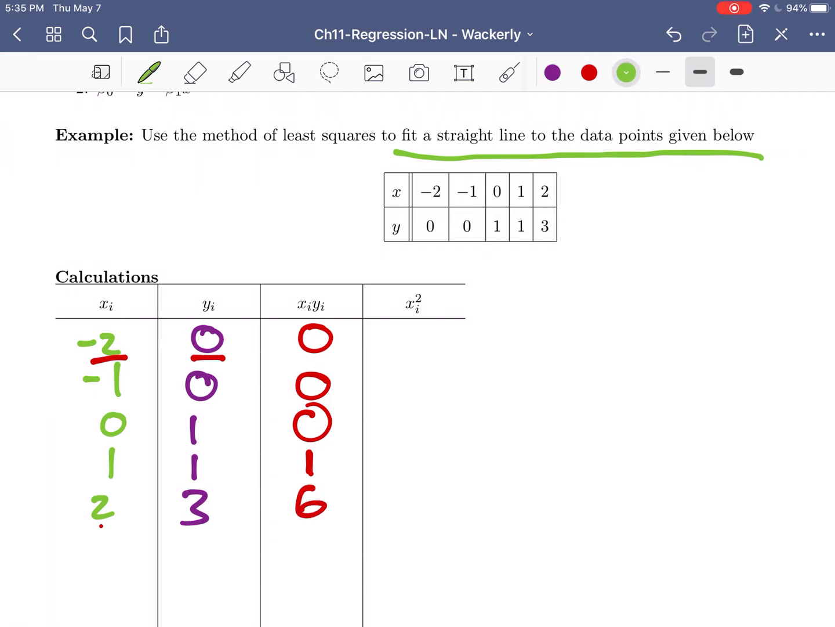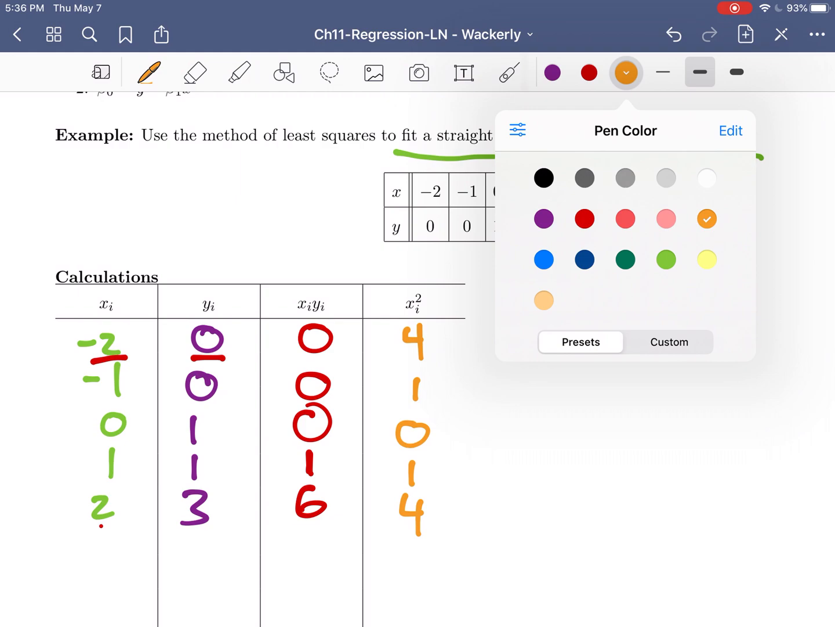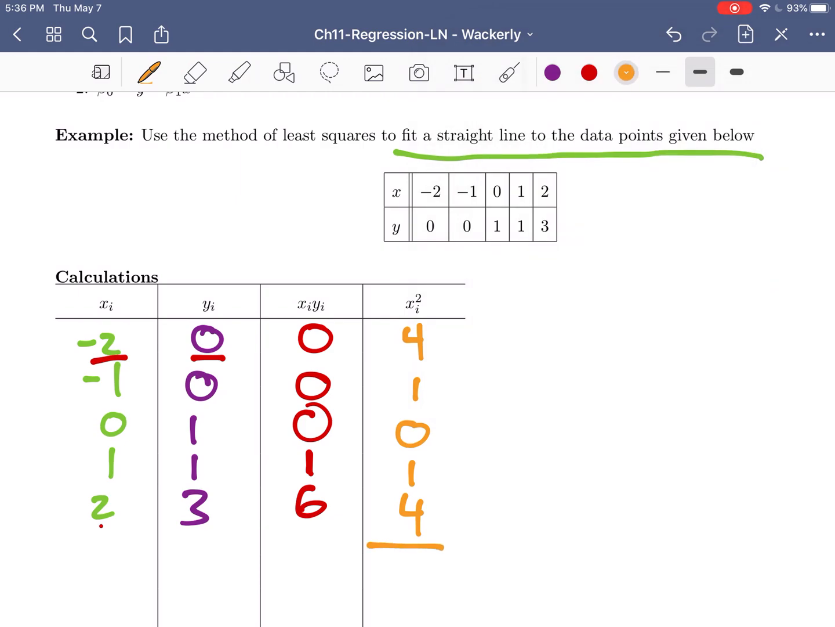And then the final thing we are going to do over here is take each of the individual x values and square them. So -2 squared is 4, -1 squared is 1, 0, 1, and 4. For each of those columns of values, we are going to get some sums. This column adds up to 10. This column adds up to 7. This adds up to 5. And our x values just add up to 0.